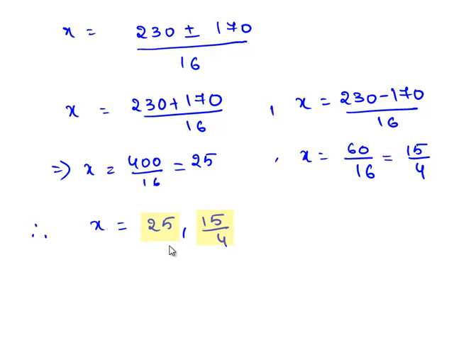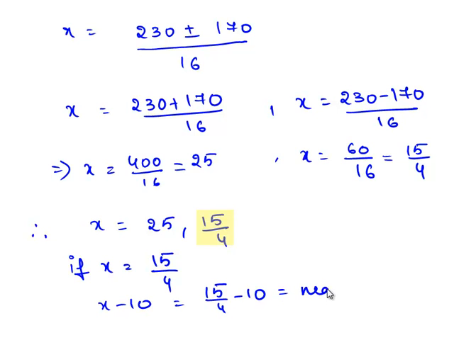So now we need to choose one value of x that suits our question. Let us consider the case of 15 divided by 4. Actually x is the time taken by the smaller tap to fill the tank. If x is equal to 15 by 4, that is, the smaller tap takes 15 by 4 hours to fill the tank, then the time taken by the larger tap would be x minus 10. So that is 15 by 4 minus 10, which is obviously negative. The time taken can never be negative. So x is equal to 15 by 4 is not admissible.